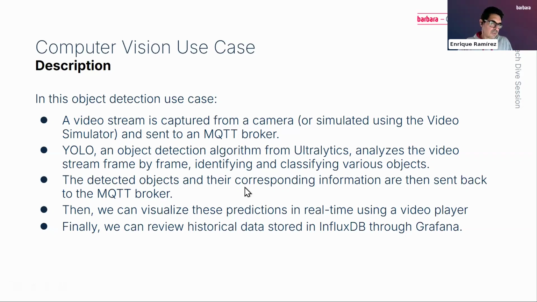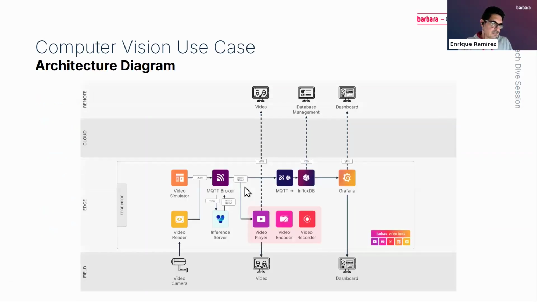Okay, so this is what we are going to deploy, okay? Not all the applications here. Let me show you what we are going to do. We are going to use a video reader to get the information from this camera. The camera is a camera we have in our labs, okay? It is not a real camera. It's a simulated camera that is using a video from the street of New York, okay?